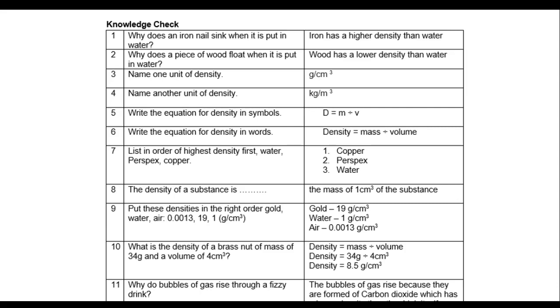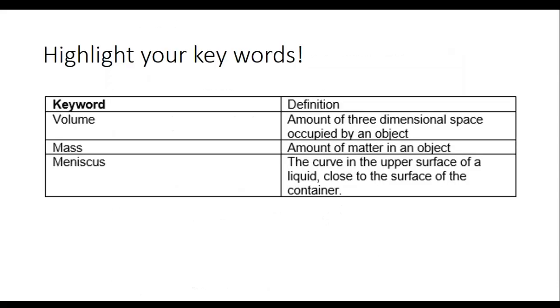Make sure that you give yourself a mark out of 11. Make sure that you make any corrections in a different coloured pen. Last of all, we need to highlight our key words. So volume is the amount of three-dimensional space occupied by an object. Okay, and it can be measured in centimeters cubed or meters cubed.